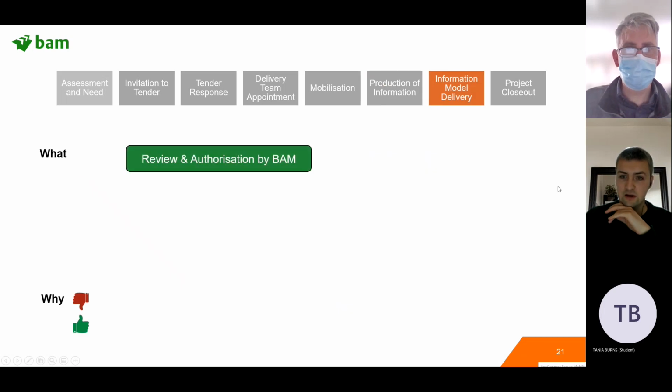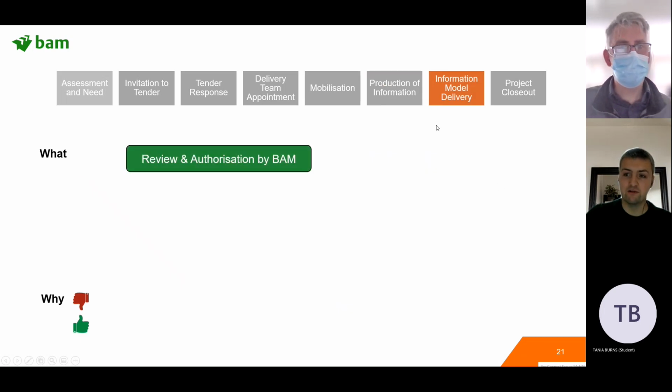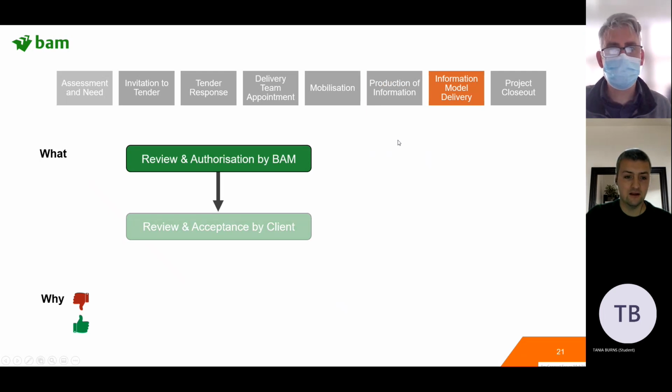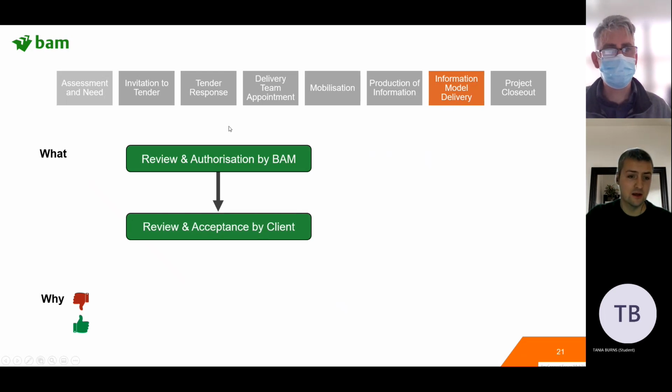Okay, almost there. Not much really to cover in these last couple of slides. Information model delivery. This section in the ISO standard sets out some procedures for the contractor to review and authorize information prior to submitting that information to the client. So again, trying to avoid that waste of time in incorrect information being delivered to the client and all the problems that causes.